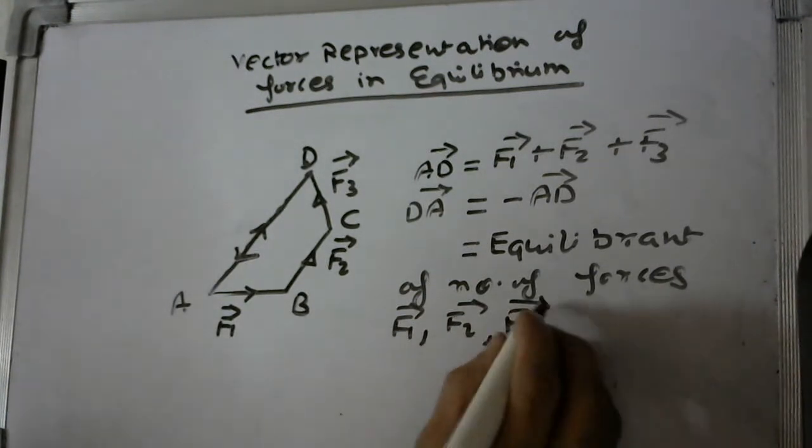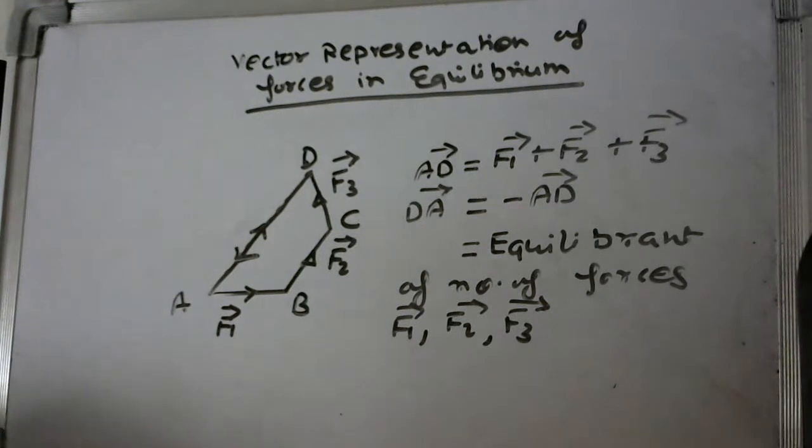Basically, it is a single vector which when added to the given forces produces equilibrium. So essentially it will be equal and opposite to the resultant of the given forces.